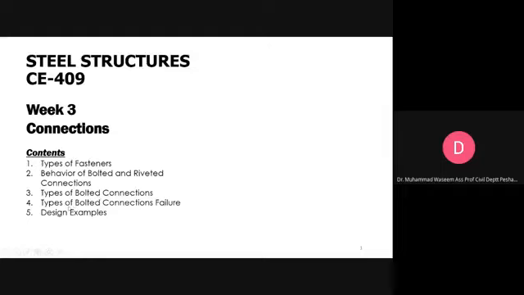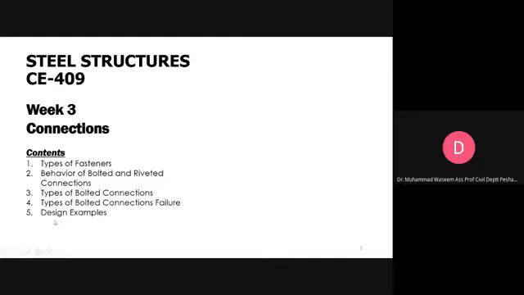Mainly there are 2 types of bolted connections. Please remember it. We call them the bearing type bolted connection and the slip critical bolted connection. We will go through their details in this class. Then we will see the different failure modes in a bolted connection, like how failure is possible. There are 3 distinct mechanisms by which a bolted connection fails.